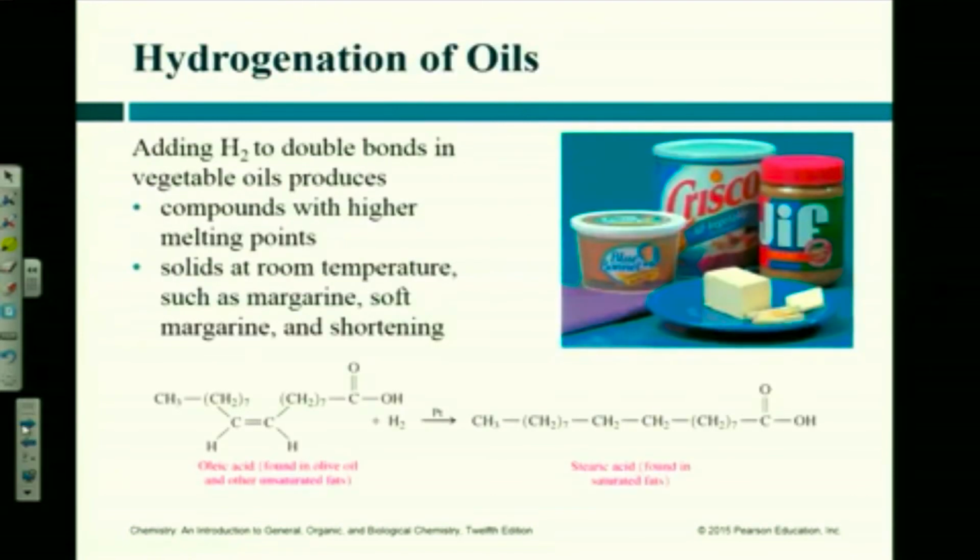And that's what this talks about, right? Here's oleic acid found in olive oil.